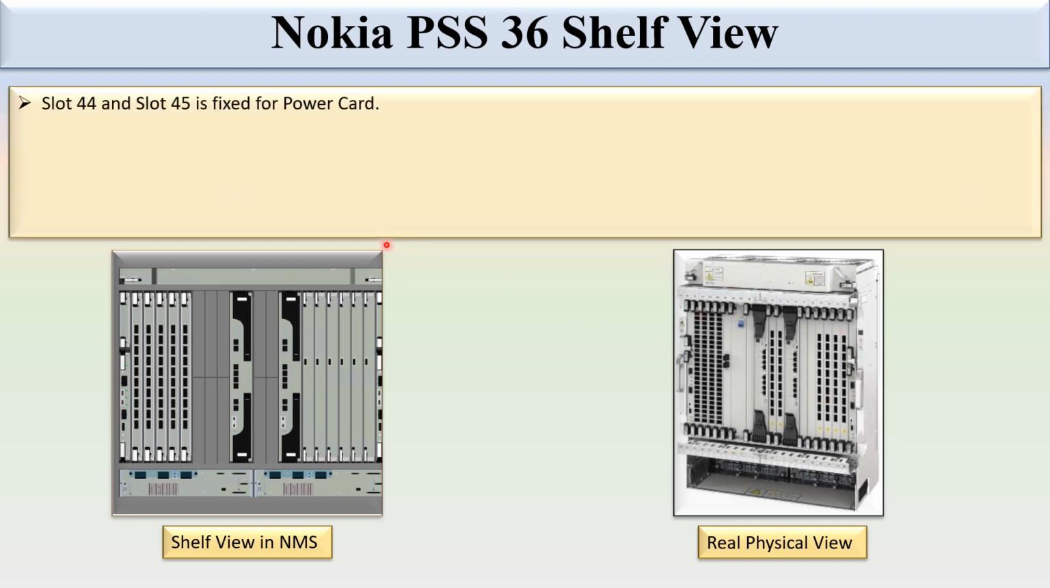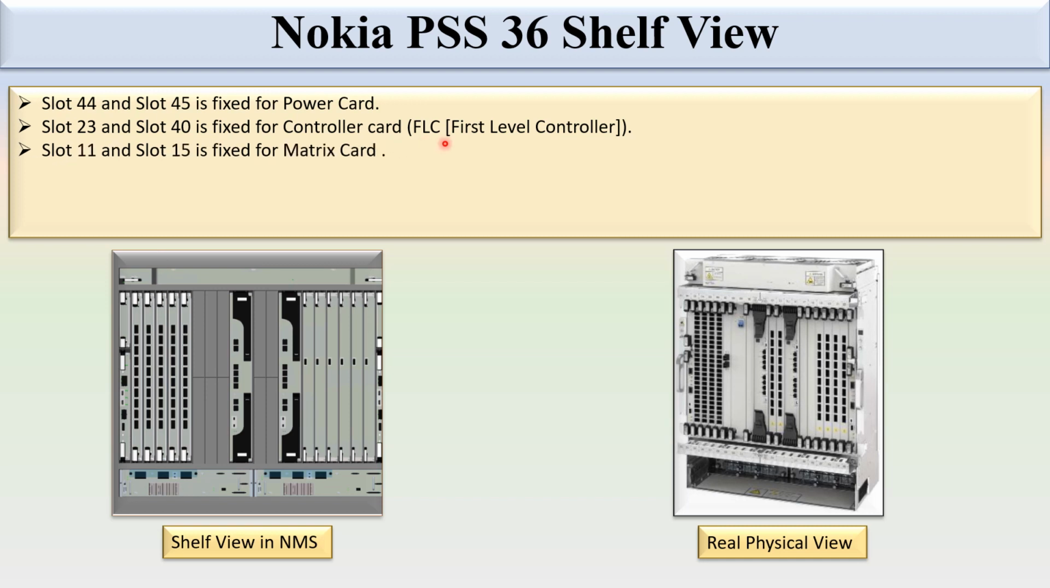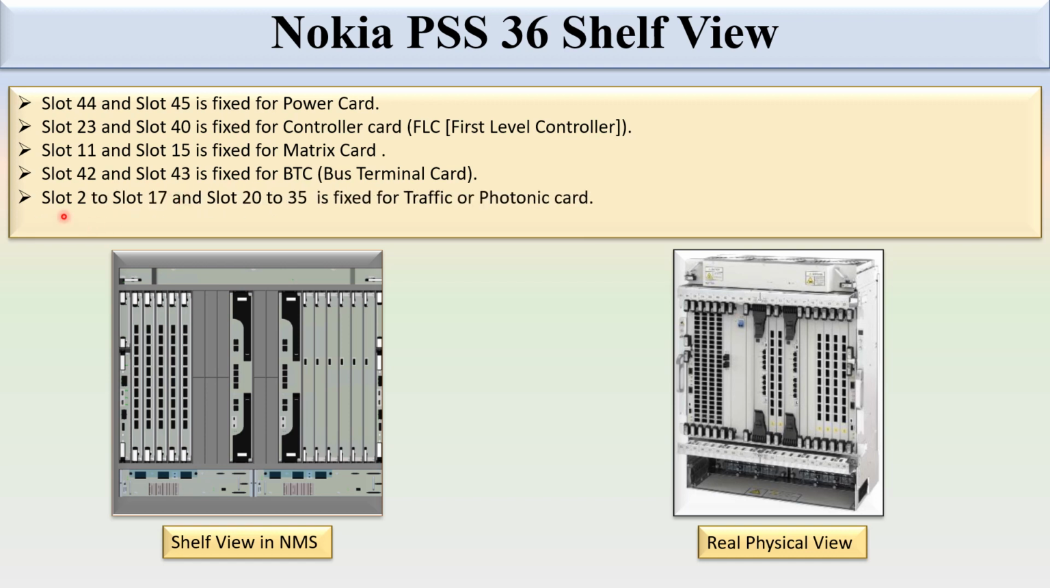In Nokia PSS 36, slot 44 and slot 45 are fixed for the power card. Slot 23 and slot 40 are fixed for the controller card, that is FLC, first level controller. Slot 11 and slot 15 are fixed for the matrix card. Slot 42 and slot 43 are fixed for the BTC, that is bus terminal card. Slot 2 to slot 17 and slot 20 to slot 30 are fixed for the traffic or photonic card. Slot 41 is fixed for the fan module.